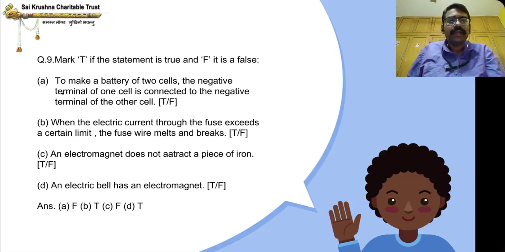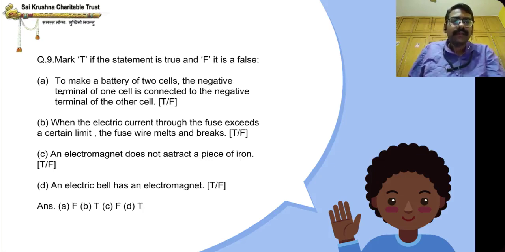Question B. When the electric current through the fuse exceeds a certain limit, the fuse wire melts and breaks. It is true. T is the answer. Question C. The electromagnet does not attract a piece of iron. True or false? C is false.